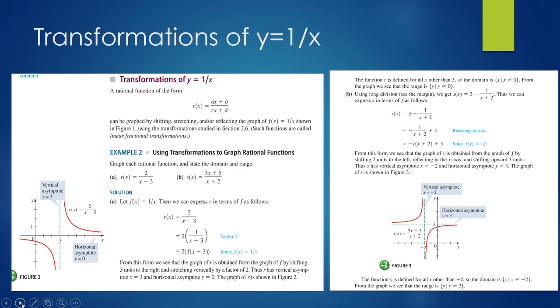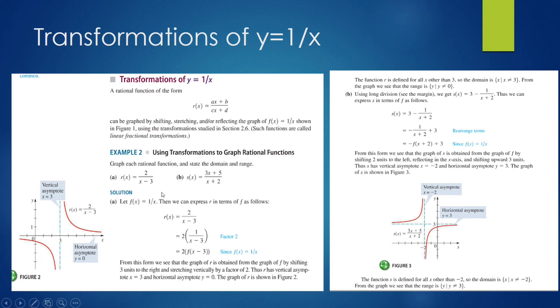We talked about transformations of various types of functions, so let's look at transformations of a rational function. We have our simple rational function, 1 over x, which is a rational function in the form ax plus b over cx plus d. We can graph that transformed function by shifting, stretching, reflecting the graph that we started with for the rational function.